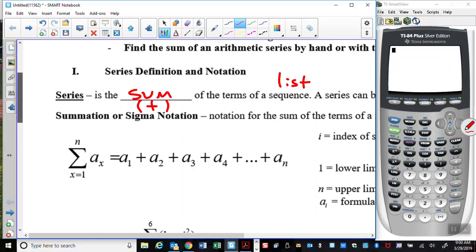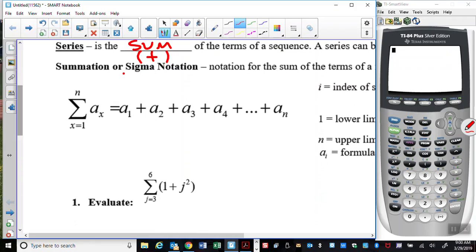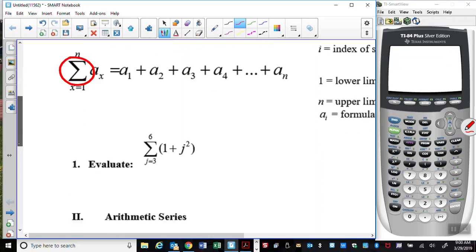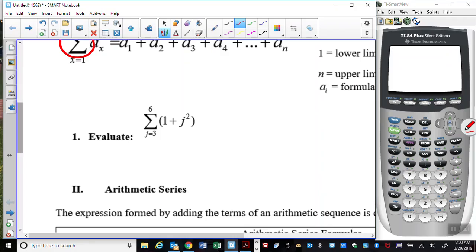This is some new notation for you. This is called sigma notation. Okay, this big letter here is a sigma. So this is what it means. If I said evaluate this by hand, this is our rule.